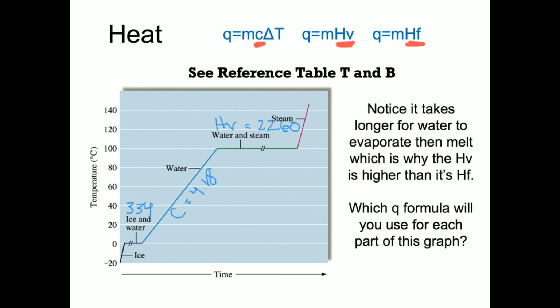Notice on the graph I've put where we're going to use these three constants. So when the temperature changes, we're going to use Q equals mc delta T. C, the specific heat capacity of water, is 4.18 joules per gram degree Kelvin. When the temperature is not changing at the plateaus where we have phase changes, we're going to use the heat of fusion, 334 joules per gram, or the heat of vaporization, 2,260 joules per gram.